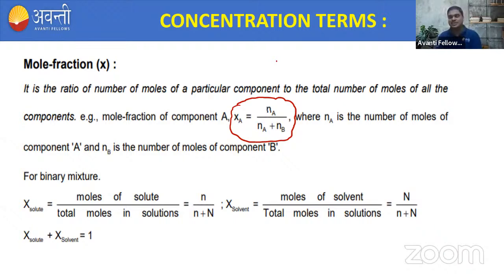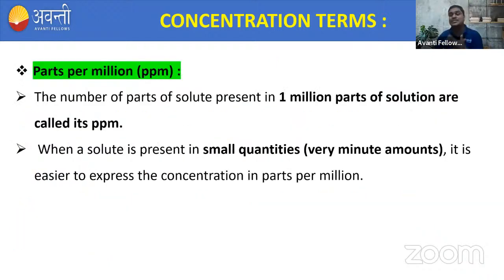Similarly, for a binary mixture, we have only two components, either component A and component B, or any two components only. So for the binary mixture, the mole fraction of solute plus the mole fraction of solvent comes out to be 1. So if you know the mole fraction of one component, we can calculate the other by just subtracting from 1. This is how you calculate the mole fraction, and it is a temperature independent quantity. Now let's move to the next concentration defining term.